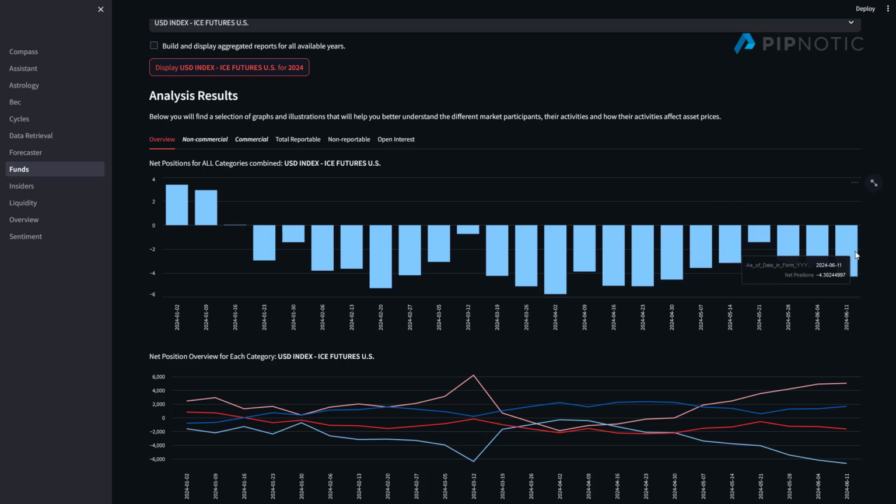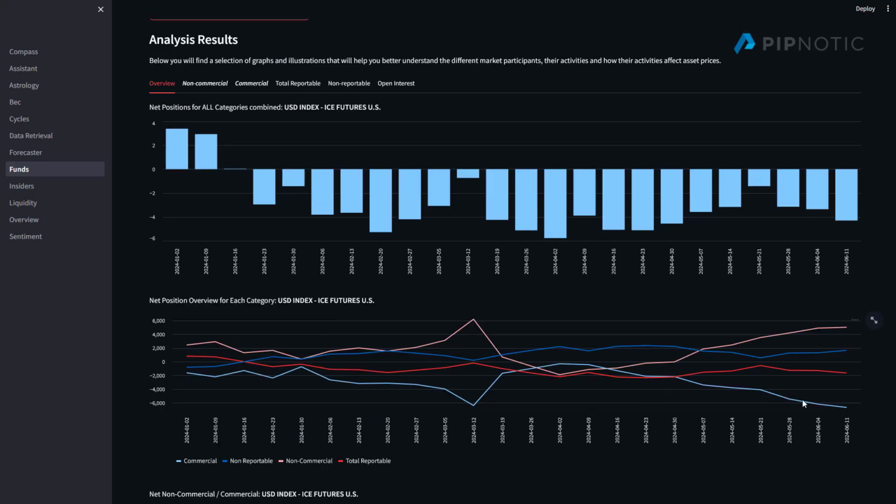We are moving lower. And we can't really see who it is, if it's the commercials or the non-commercials. But what we can see is this. This is the commercials. They are net much more short than the non-commercials are net long. So that is telling us that the commercials are driving this downward bias in the futures market, which is not necessarily going to be visible in the spot FX market yet, because it does take time for these things to manifest, because the process is quite slow.